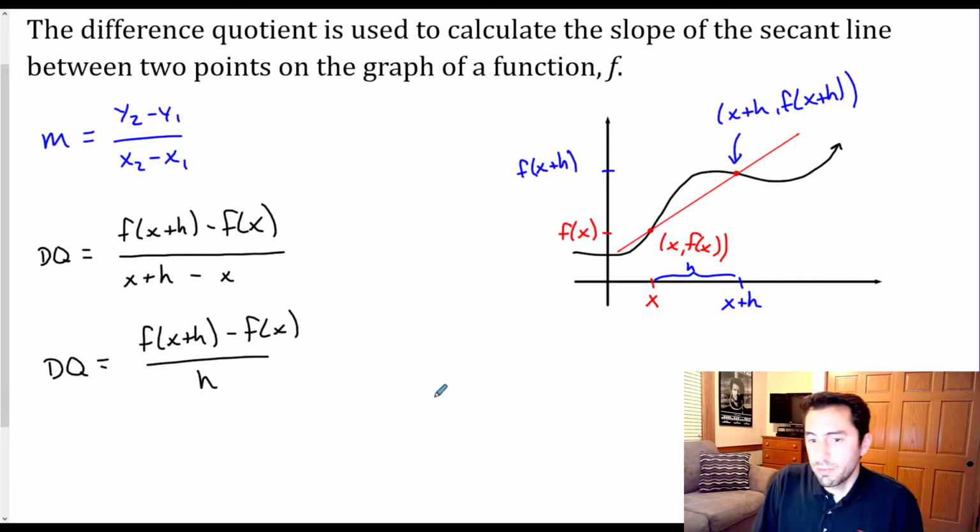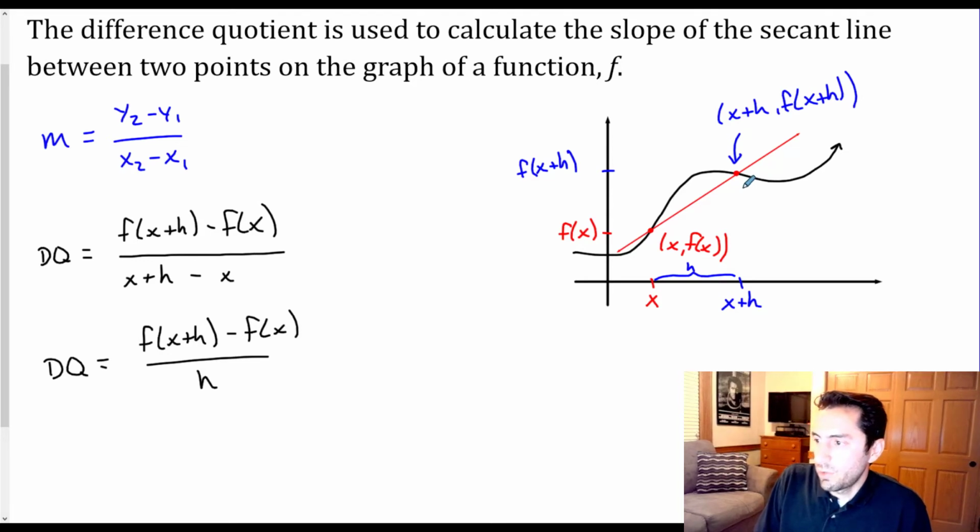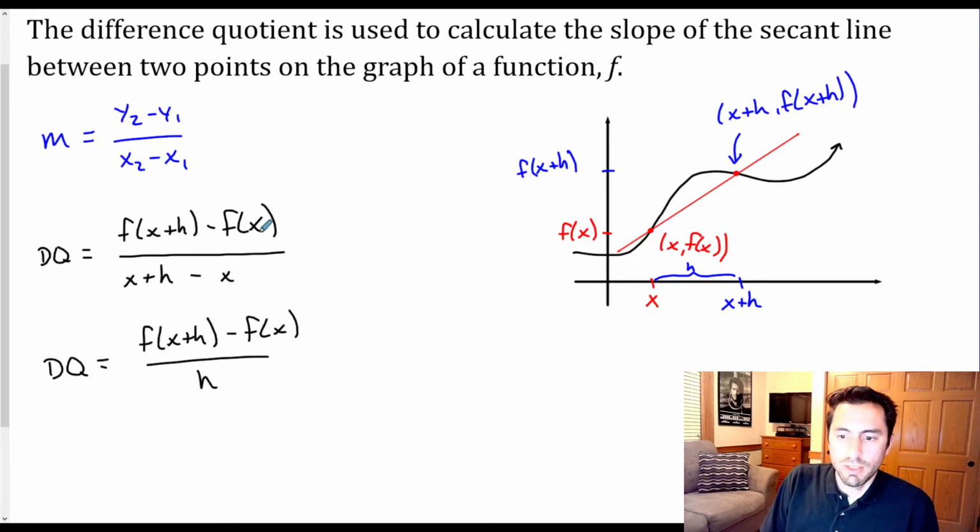Now in calculus, eventually what we're going to do is we're going to take our second point, the one that is h away, we're going to move this closer and closer and closer to our first point until the distance between them is practically zero. But we'll save that for another time. Let's use our difference quotient in an example.